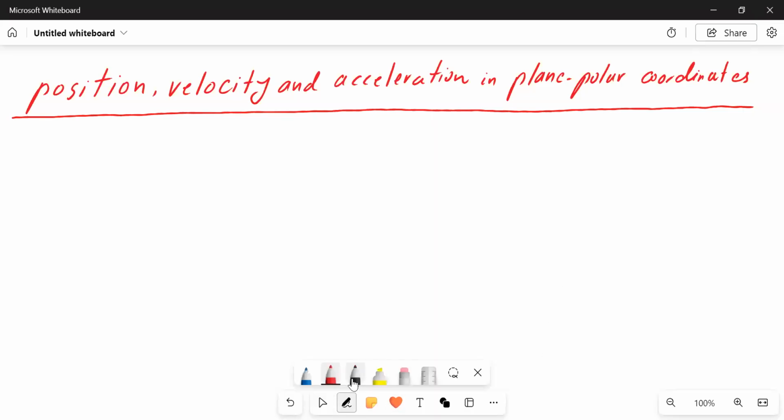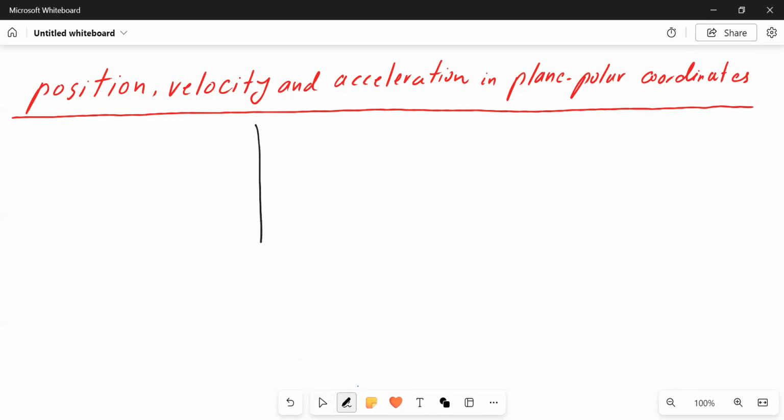In this short video, we're going to discuss the plane polar coordinates. And in particular, we're going to look into the mathematical expressions of three of the dynamical variables that appear in physics and classical physics, namely position, velocity, and acceleration, and how they appear in plane polar coordinates. Now, before doing so, I first have to define what the plane polar coordinates are.